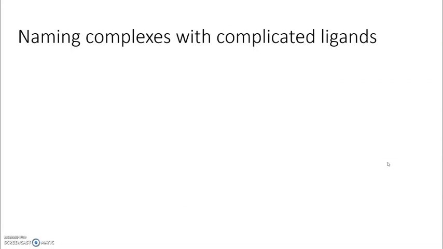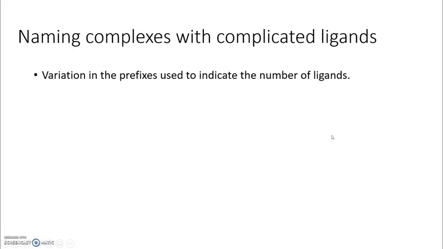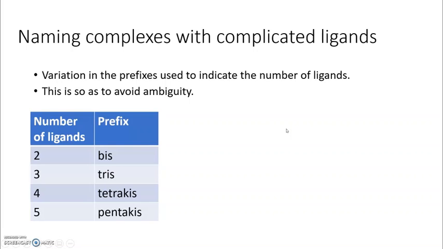Right, the very last thing to have a look at is how we name complexes with more complicated ligands in them. Now, there's a variation in the prefixes that are used to indicate the number of the type of ligand, and the reason for this is just to avoid ambiguity. Because the name of your more complicated, multidentate ligand is going to be a more complicated name, obviously avoiding ambiguity is going to be important.